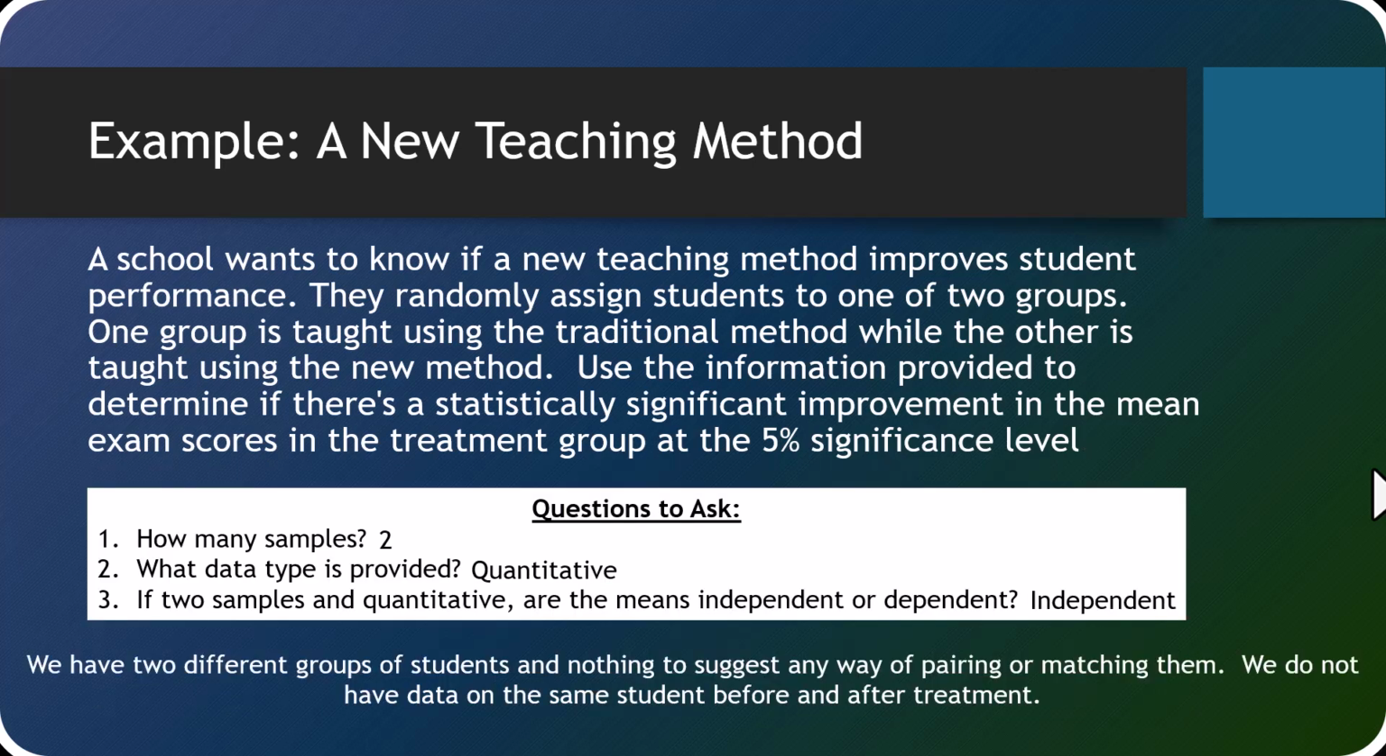So how do I know that? Well, we have two different groups of students, and we don't have anything to suggest any way of pairing them or matching them. We don't have data on the same student before and after the treatment. In other words, you don't have one student being taught in both the traditional method and the new method. You have one group of students being taught with the traditional method and a completely different group being taught using the new method. So there is no pairing or matching, so we have independent means.